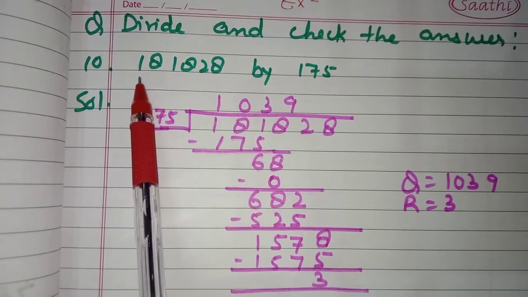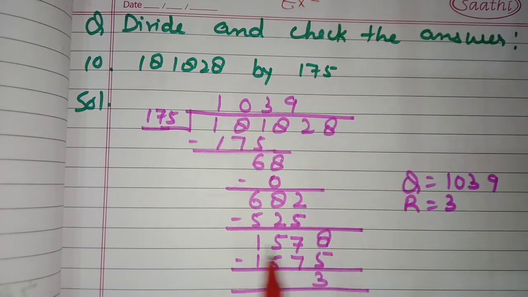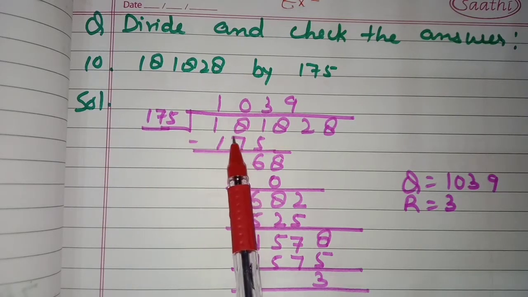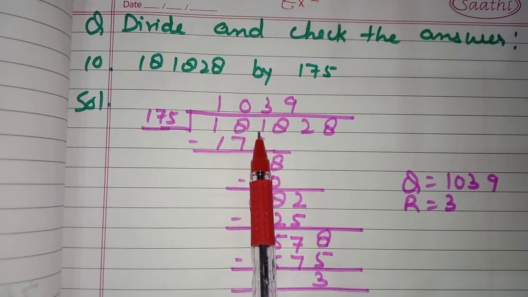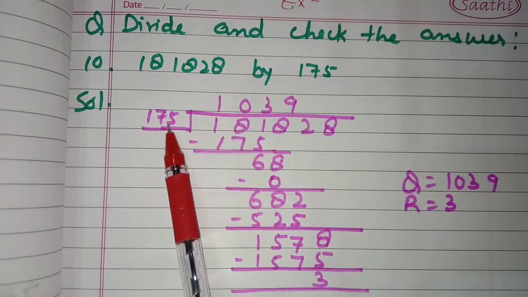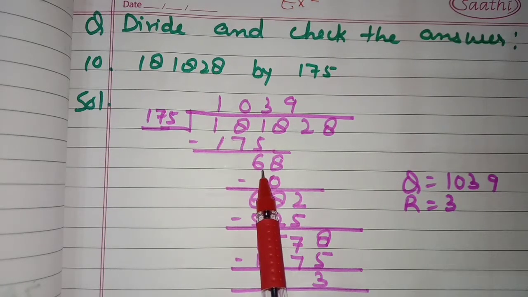So we need to divide 1,81,828 by 175. Here we have 3 digits in the divisor, so we need to take 3 digits of the dividend, and it is greater than the divisor. So 175 ones are 175. After subtraction we'll get 6 here.